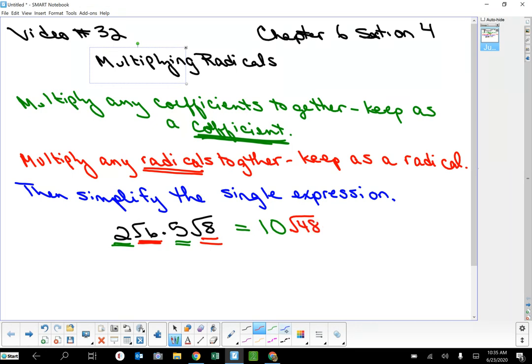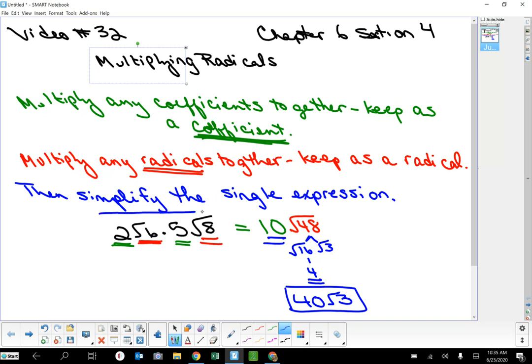And then you're going to simplify the individual expressions. The only thing you can simplify here is the radical. Rad 48 is 16 times 3. Rad 16 is 4, 10 times 4 is 40, radical 3. And so this problem, 2 rad 6 times 5 rad 8, simplifies to 40 radical 3. You're looking for as few terms as possible, and if you have any like terms, they get put together. That's essentially it.